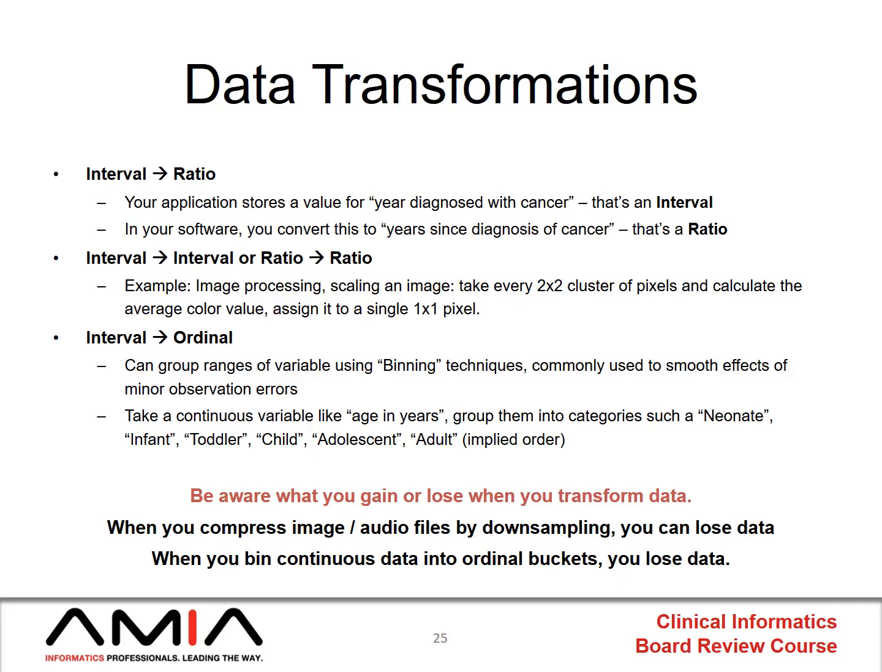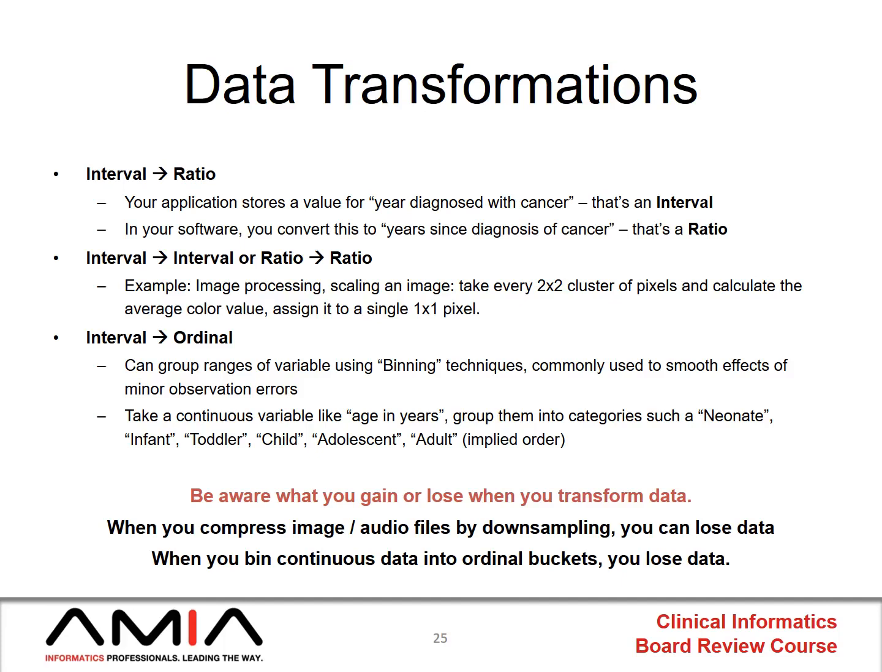And it would be straightforward to convert the year that a patient was diagnosed with cancer to the number of years since diagnosis: today's date minus the year of diagnosis. And now that becomes a ratio because a zero in that construct does mean 0 years have elapsed, 0 time has elapsed since the diagnosis of cancer.